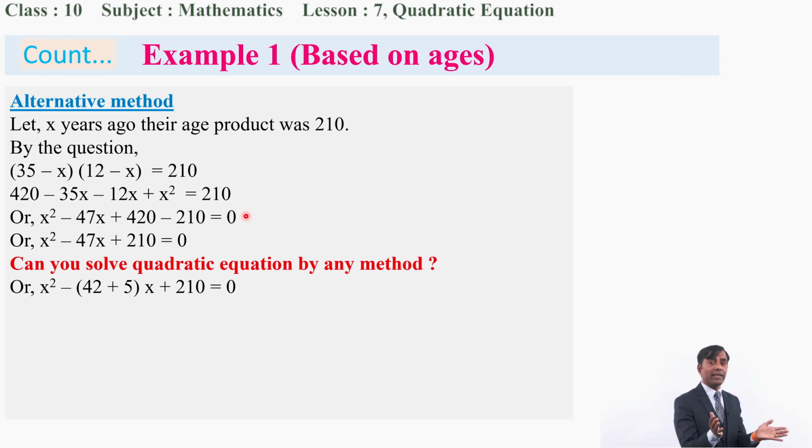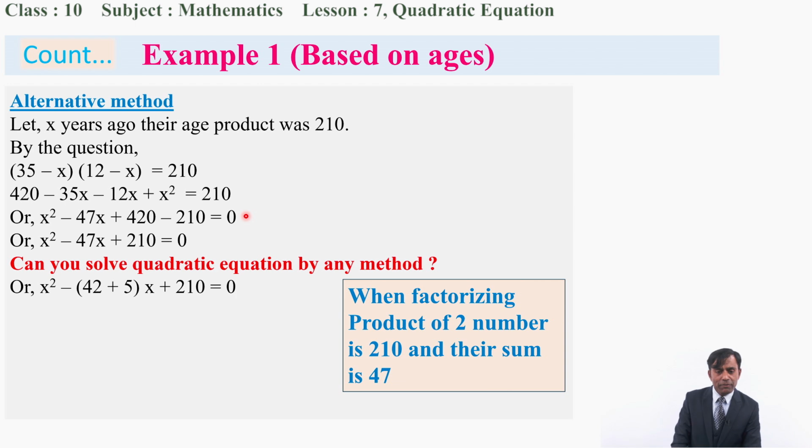Even if you feel it is easy to do by the completing square method, why not? You are always welcome to do it by the completing square method. Even you can solve it by the formula method, any method, right? So when factorizing here, the product of two numbers is 210 and their sum must be 47. So these numbers are 42 and 5. Why are we taking 42 and 5? Because their sum is 47 and their product is 210.